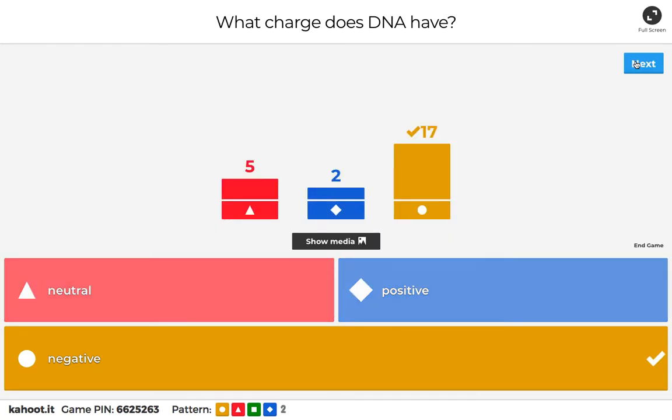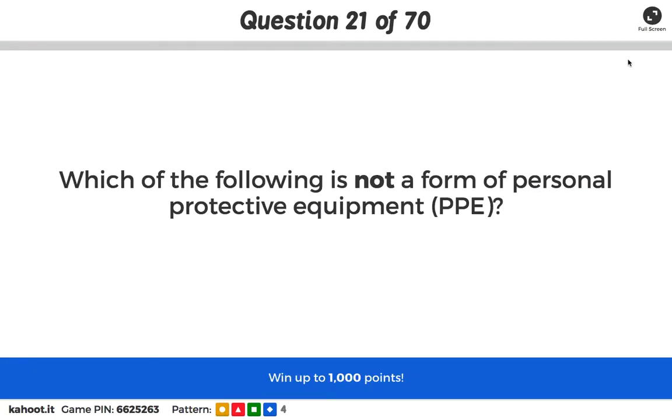What gives it the negative charge? Phosphate. The phosphate in the backbone. Oh, wow, back to unit 1.